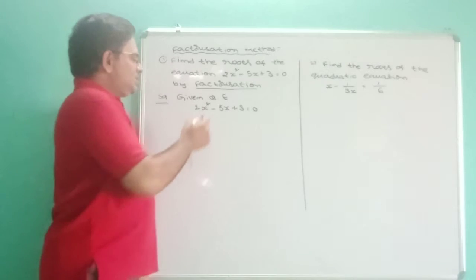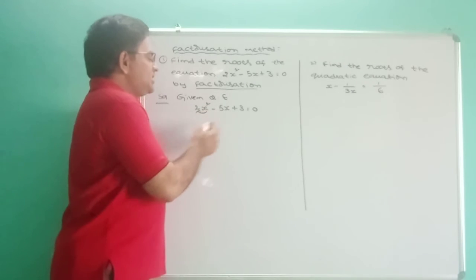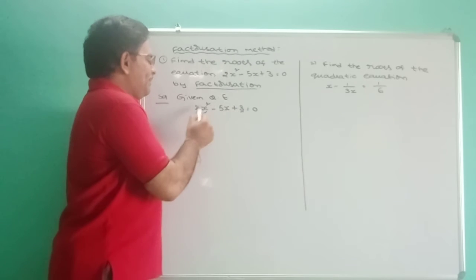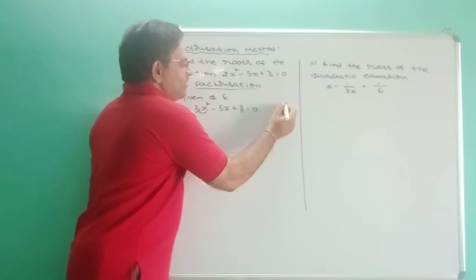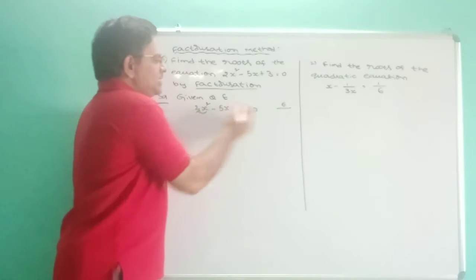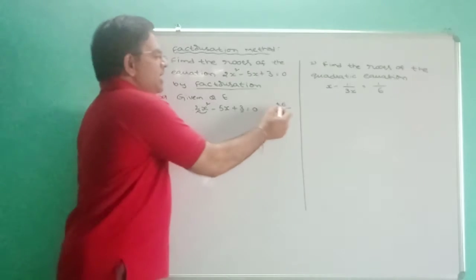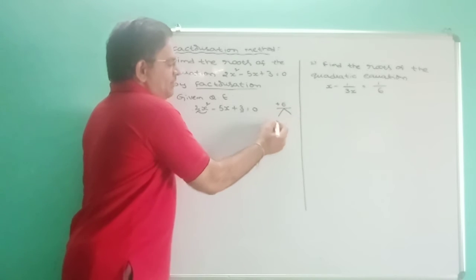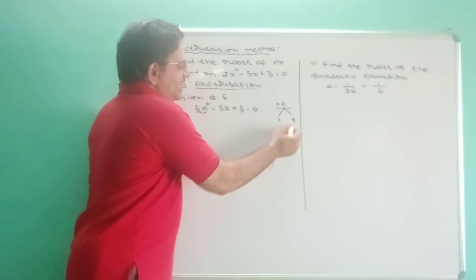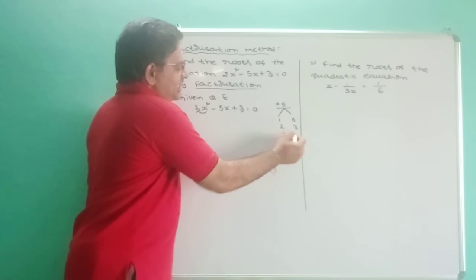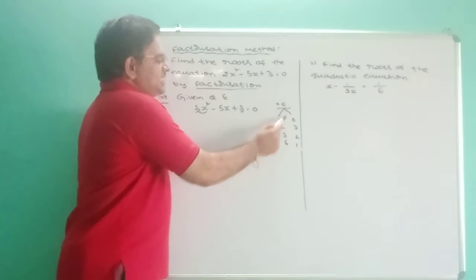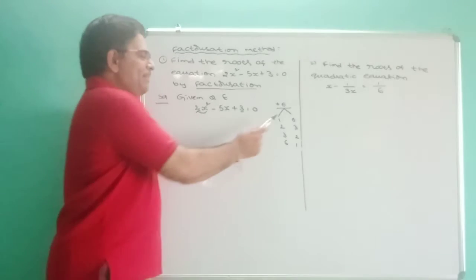First, always take the x square coefficient and the constant. This is called the constant. You multiply these both: 3 2s are 6. Here the symbol is plus, plus into plus, plus. Now write the factors of 6: 1 6s are 6, 2 3s are 6, otherwise 3 2s are 6, otherwise 6 1s are 6. These are the factors of 6. This is step number 1.